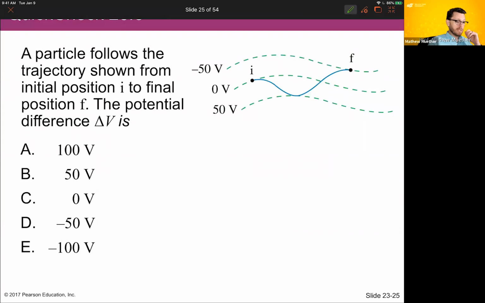What about this guy? I have a particle at position I, and I'm going to move to F, and I'm going to take this path as I go from my initial position to my final position. For this path, can you calculate what the potential difference is? Can we calculate delta V? What do we think?